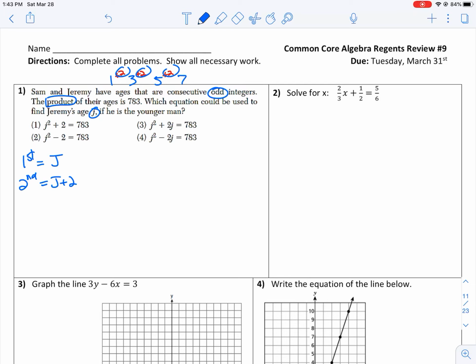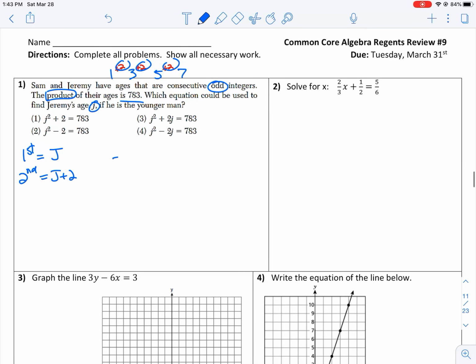It says the product of their ages is 783. So j times the second one equals 783. If we distribute, j times j is j squared, 2 times j is 2j, equals 783, and that should match with choice 3. Question number 2, we're asked to solve for x.